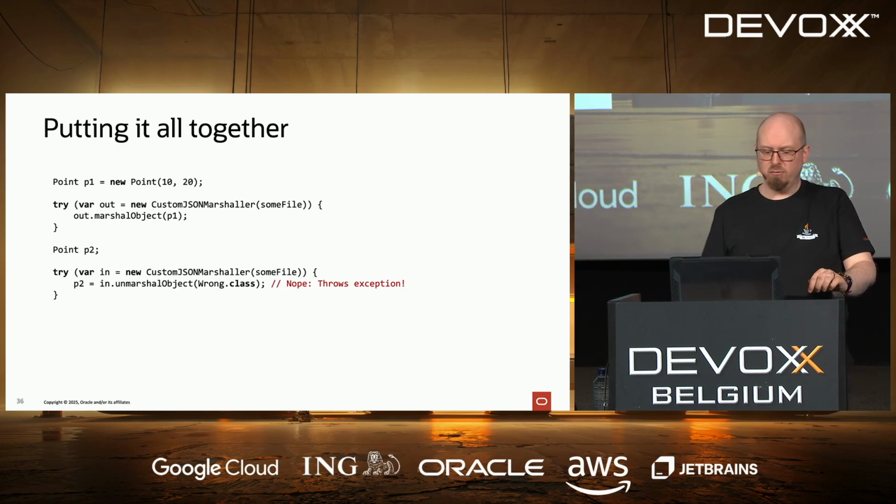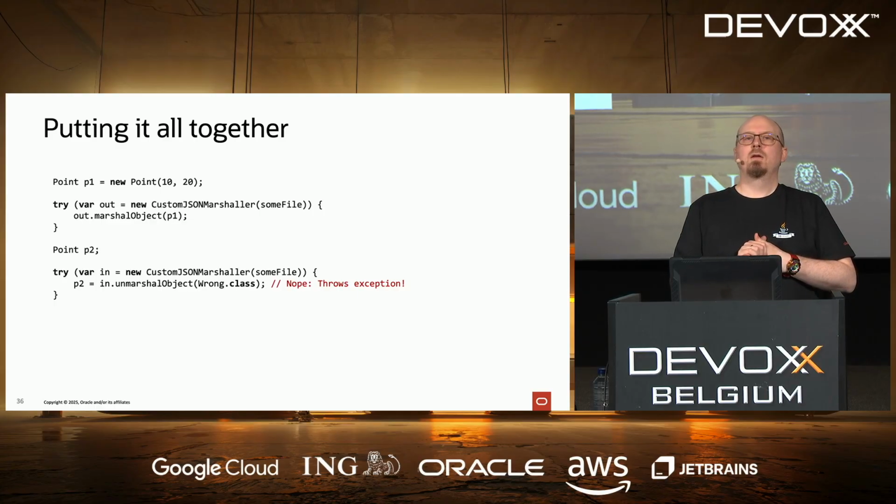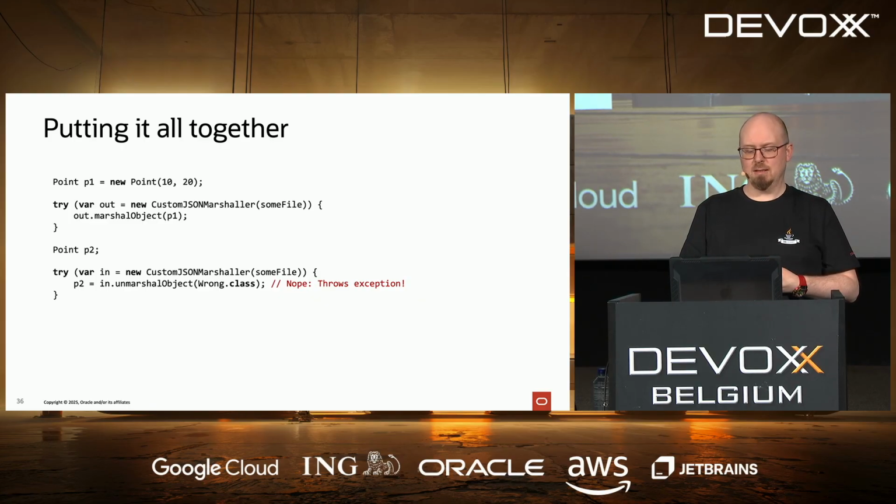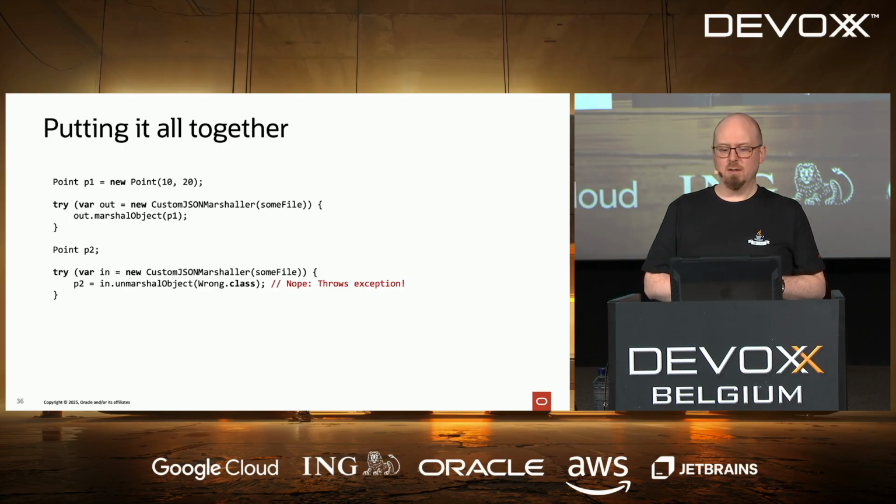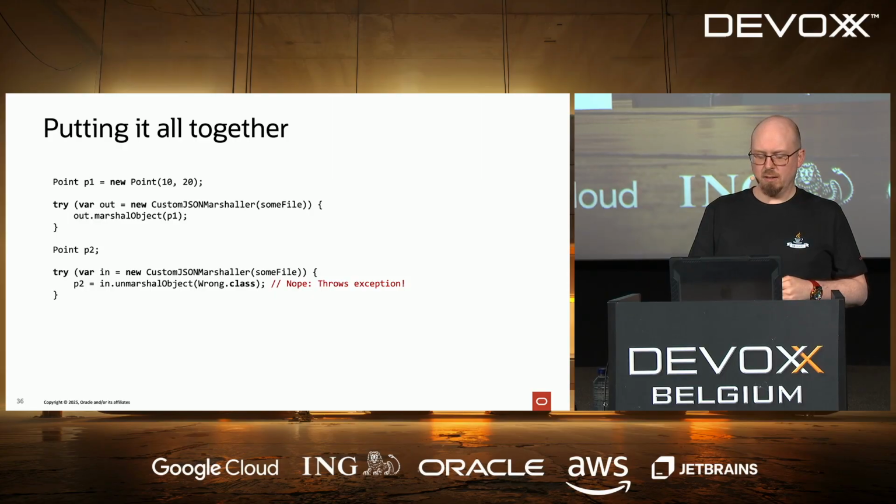Interestingly, of course, you want this to happen. So if you were expecting something that wasn't there, you want an exception. And this is something that works as the prototype stands now. So it's pretty flexible in that regard.